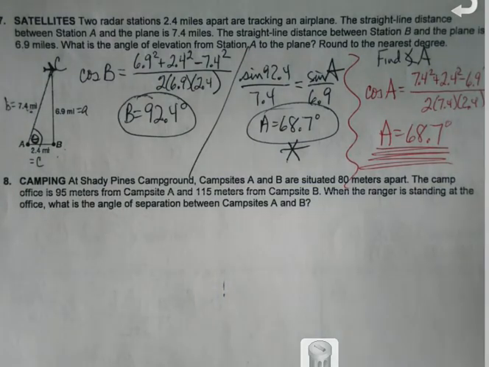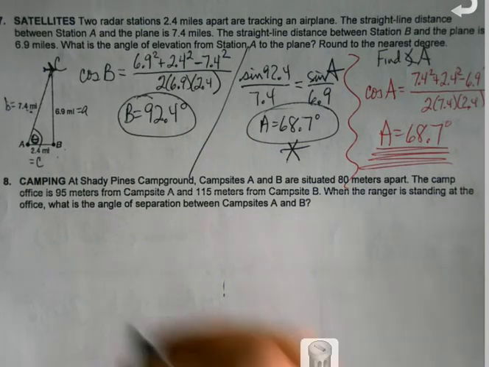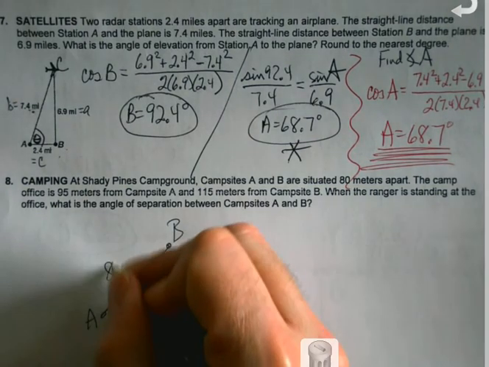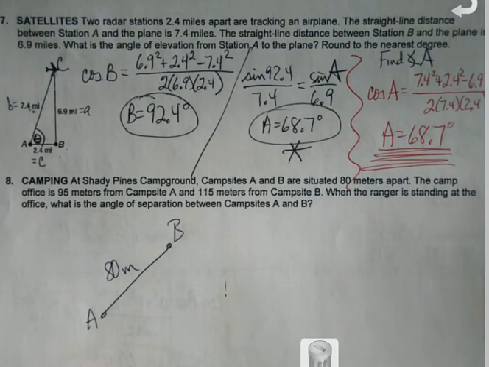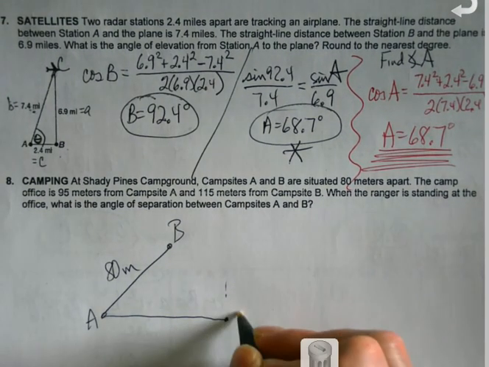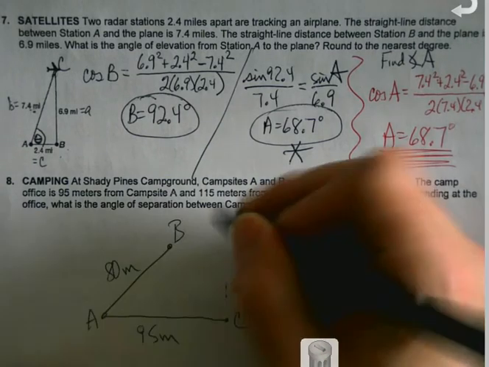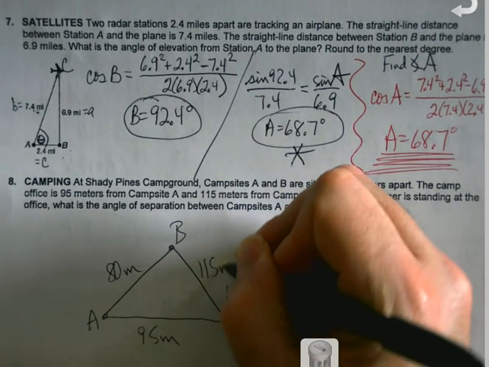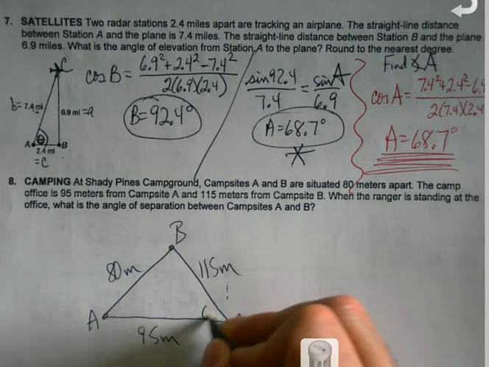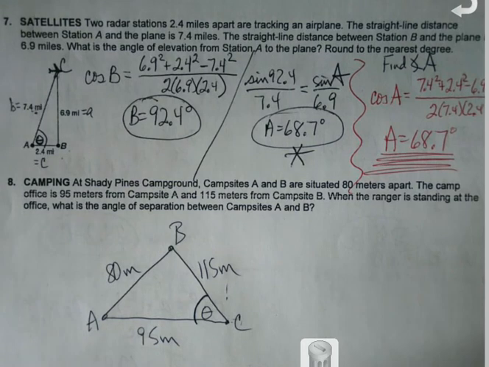All right, last one. Ooh, no picture. Shady Pines Campground. Campsites A and B are located 80 meters apart. The camp office is 95 meters from Camp A and 115 meters from Campsite B. When the ranger is standing at the office, what is the angle of separation between campsites A and B? In other words, find angle C, or whatever you wanted to label that.